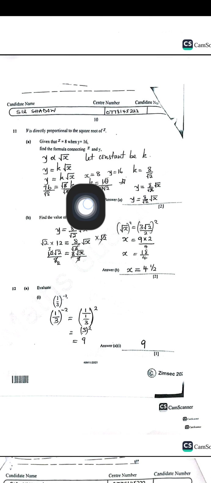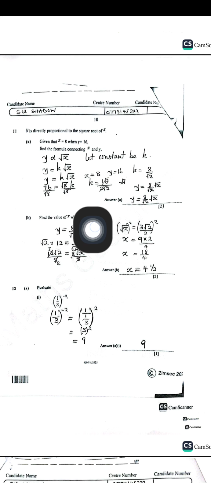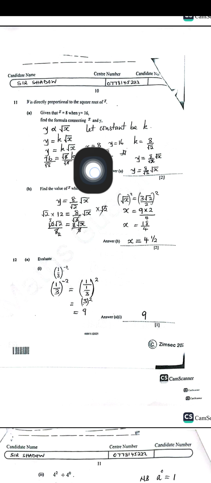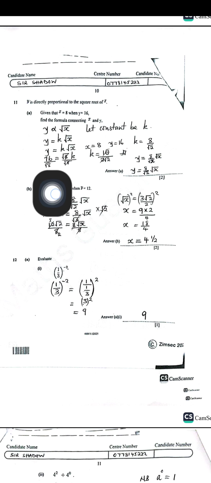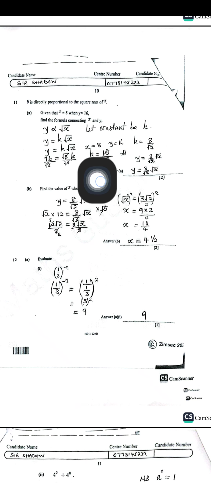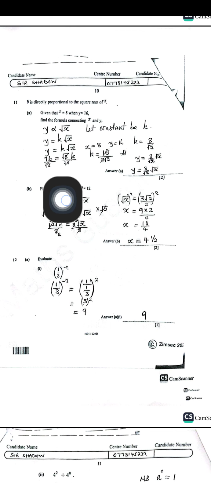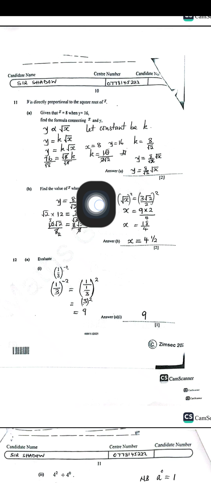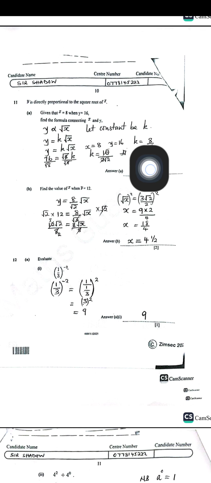Then divide both sides by root 8 because we want to find k. So k is equal to 16 over root 8. But remember, root 8 can be expressed further in surd form. Root 8 is root 4 times 2, which is 2 root 2. So k is equal to 16 over 2 root 2. Then the 2 cancels with the 16, giving 8 over root 2. Now k equals 8 over root 2.